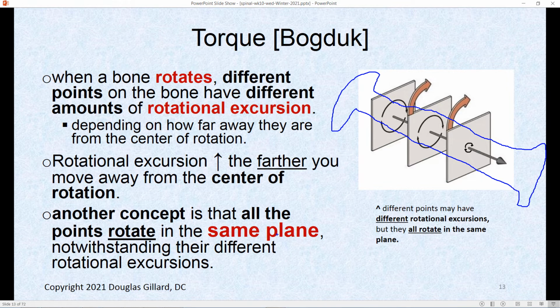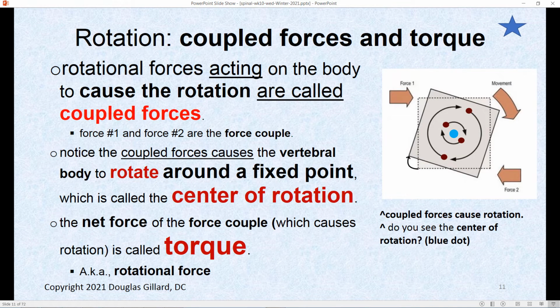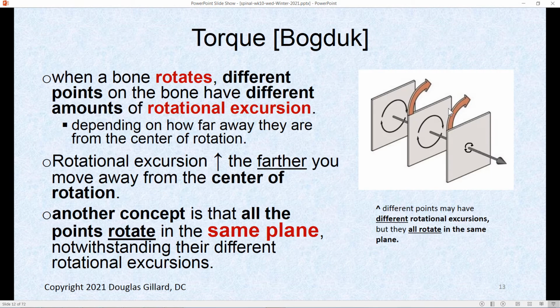So, yep, let's go back to this. If this is a pure rotational force, maybe this is the coronal plane, but they're all rotating in one plane. You don't have different points rotating in a different plane with a pure rotational force. Even on this picture, if we draw a point here, and it's rotating this way, creating an arc, and we draw a point back here on the bone, they're still rotating in exactly the same plane as the point that I'm trying to make there.